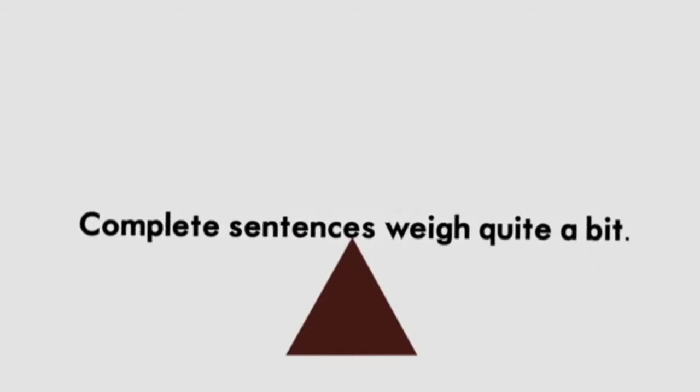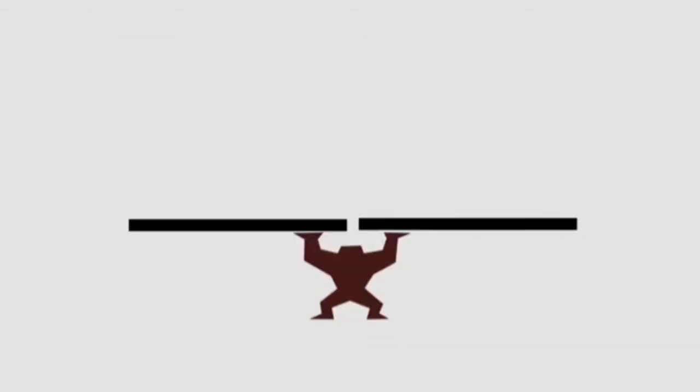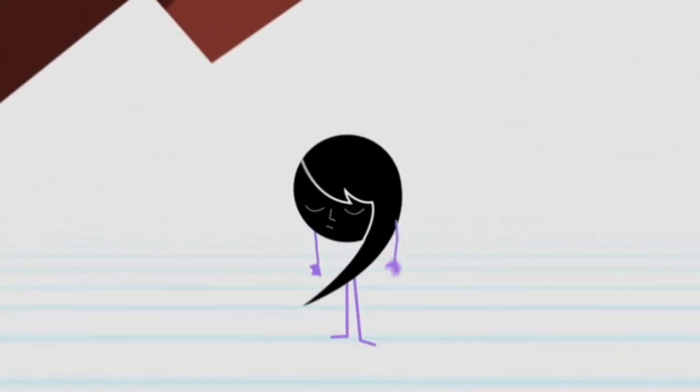Complete sentences weigh quite a bit. Simple physics tells us that it's easier to balance heavy objects if the weight is evenly distributed. So while the subordinates are quite capable of balancing 2 complete sentences when carrying the weight on both sides, they're having trouble picking just one up. The comma rushes over to help the struggling subordinates. But how will she help? When subordinates begin sentences, the comma will place herself directly after the first thought or complete sentence.